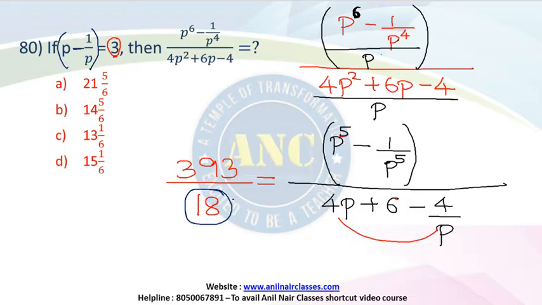How can I simplify this? This is nothing but 3 into 6. This is nothing but 3 into 131. 131 divided by 6 is nothing but 21 5 by 6.